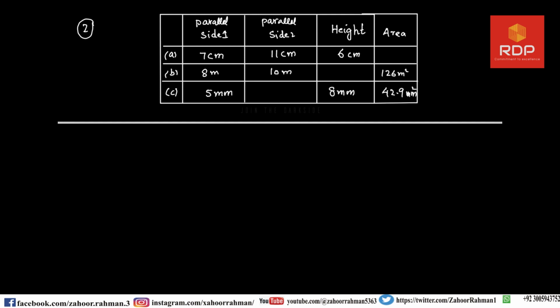As you know that the formula of trapezium is 1 over 2 into sum of the lengths of parallel sides into height. So there must be four variables in fact. One is the area, the second one is parallel side 1, the second is parallel side 2, the third one is height. So they must give us three of the variables and we have to find the fourth one. So let's get started with part number A.